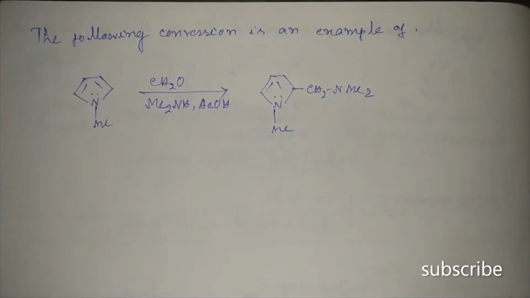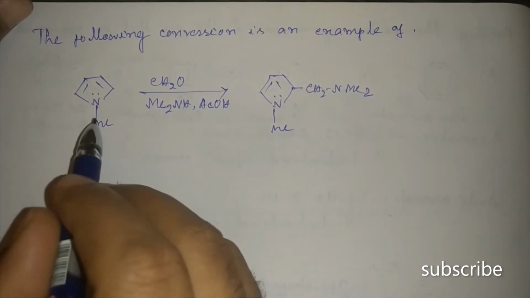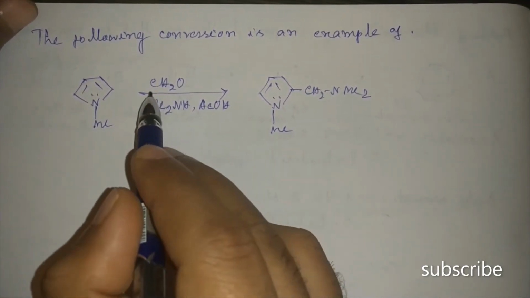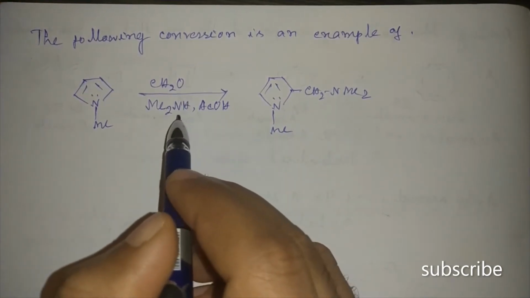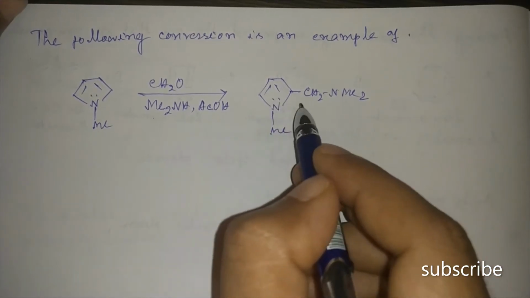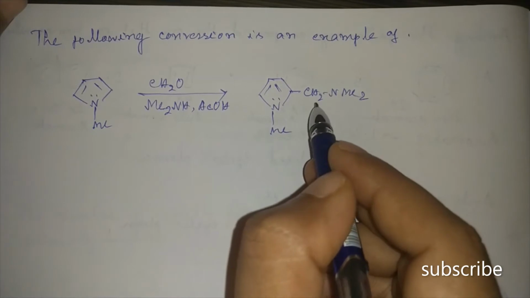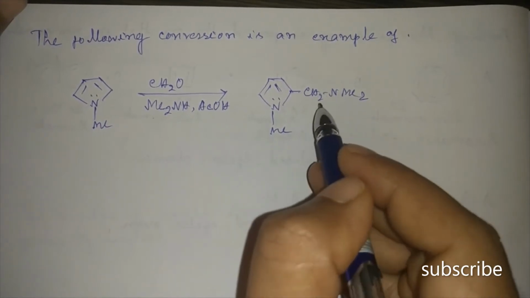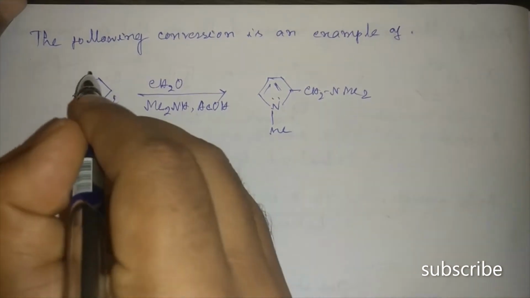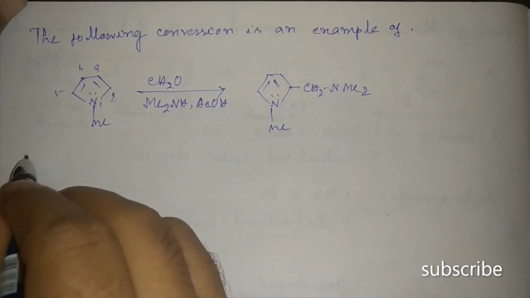Next question. The following conversion is an example of... Here this is a pyrrole derivative, N-methyl pyrrole, which is treated with formaldehyde and Me2NH, that is a secondary amine, in acid medium, and it is converted. A substitution reaction will take place, that is, a CH2NMe2 group will come at the 2 position, that is 1, 2, 3, 4, 5. So as you know, this is an example of Mannich reaction.